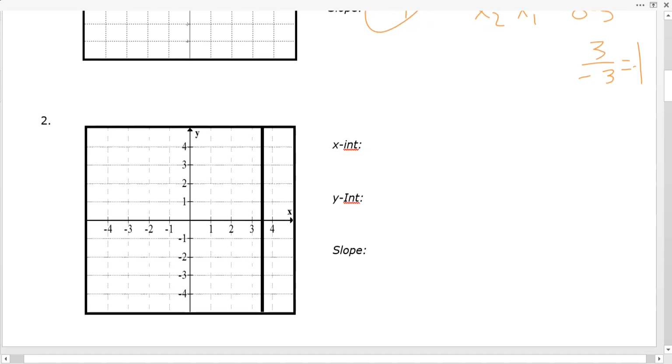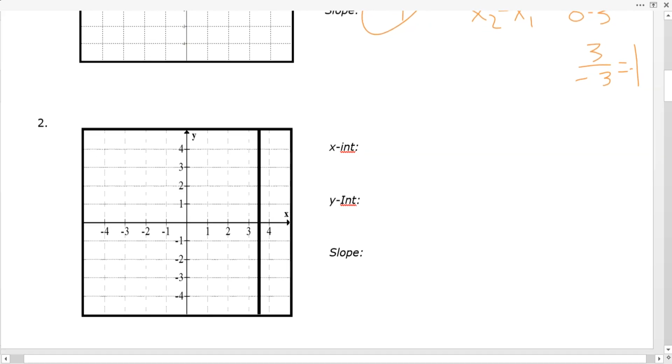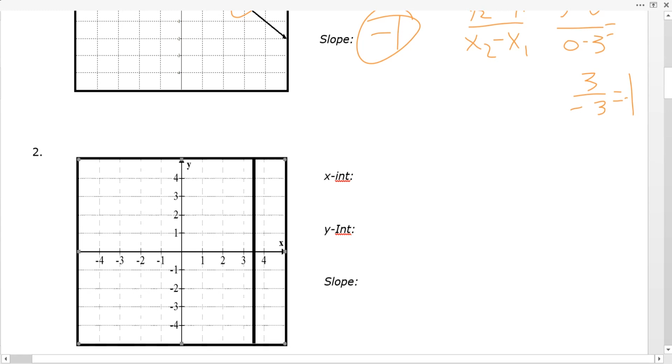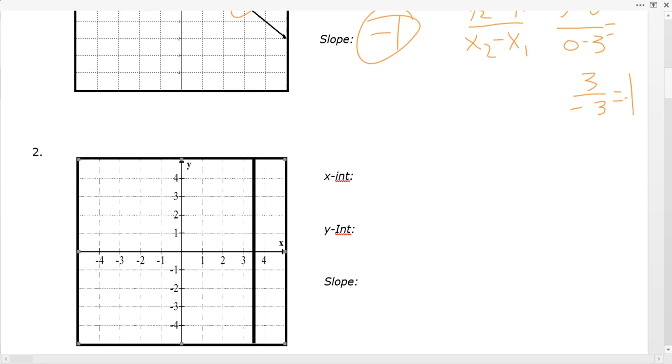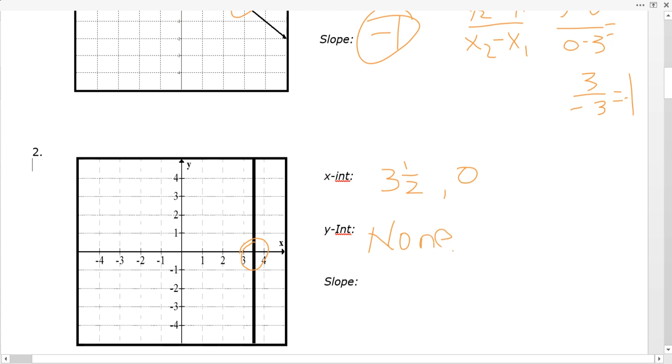X-intercept. We'll call that 3.5. What happened to my pen? Hate it when that happens. Looks like it's working. It's not. All right, x-intercept. So that's going to be (3.5, 0). There is no y-intercept because it doesn't ever cross the y-axis.